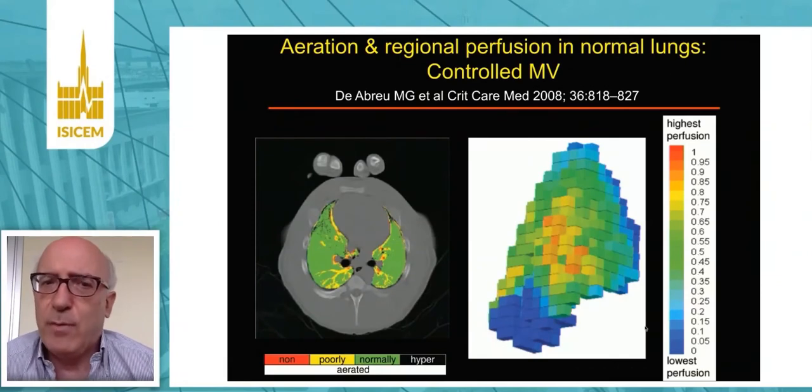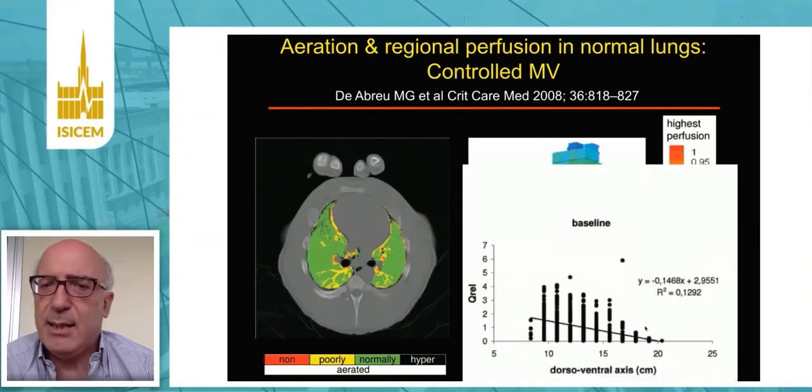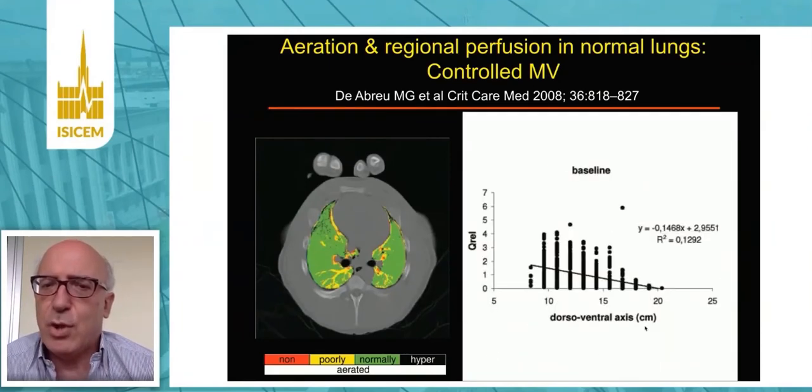These are data that we collected some years ago in the laboratory of Dresden of Professor De Abreu. This is the aeration in a normal lung, and we measured the regional distribution of perfusion by a specific microfluorescent technique. You can see here that perfusion was mainly distributed in the dependent part of the lung in normal lungs during controlled mechanical ventilation, as well as during spontaneous breathing.